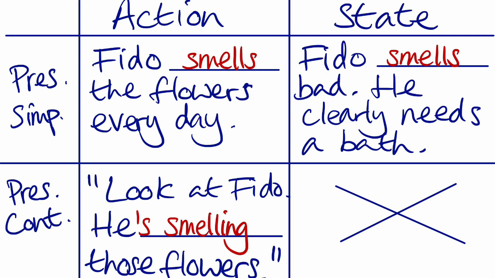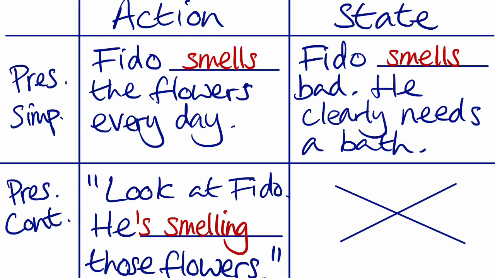In the first column we have smell as an action verb. Fido smells the flowers every day. That's present simple. That's for a habit, a routine, a repeated action. Look at Fido, he's smelling those flowers. That's happening at the moment of speaking. It's something in progress, present continuous.